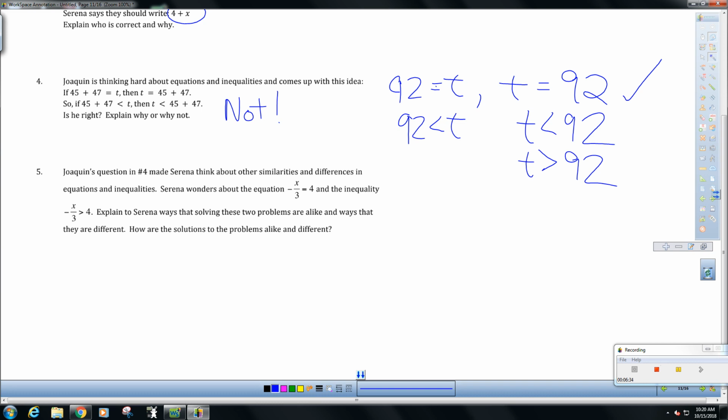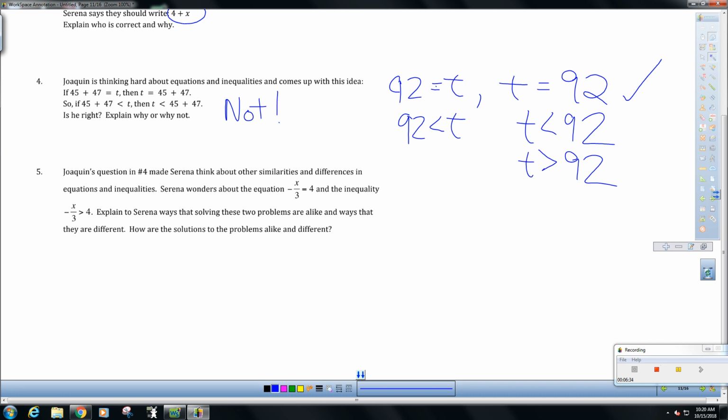Joaquin's question in number 4 made Serena think about other similarities and differences between equations and inequalities. Serena wonders about the equation negative x over 3 equals 4, and the inequality negative x over 3 is greater than 4. Explain to Serena ways that solving these two problems are alike and ways that they are different. How are the solutions alike and different?